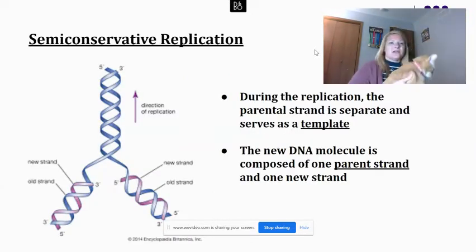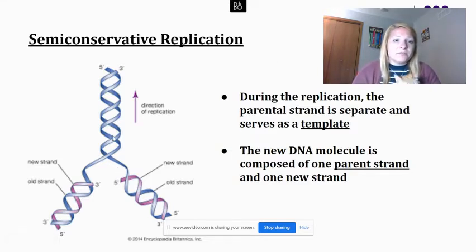This is also called semi-conservative replication. It's just how DNA is replicated. During the replication, the parent strand is separated and serves as a template. So it's like the original document. If you're thinking of a Google Doc, it's like the original template. And then the new DNA molecule is composed of 1 parent strand and 1 new strand.